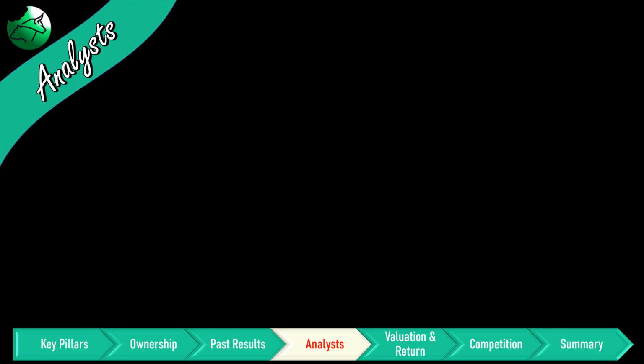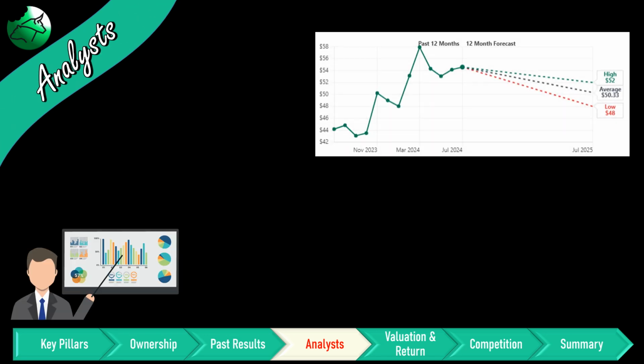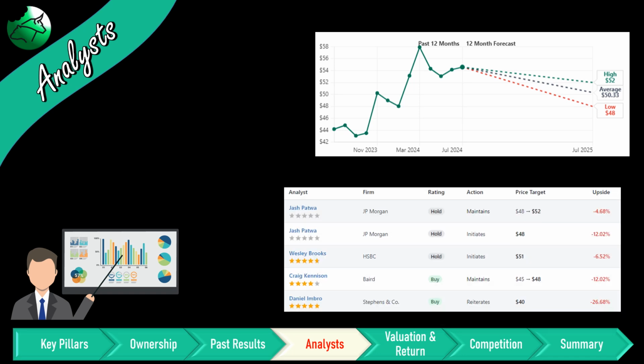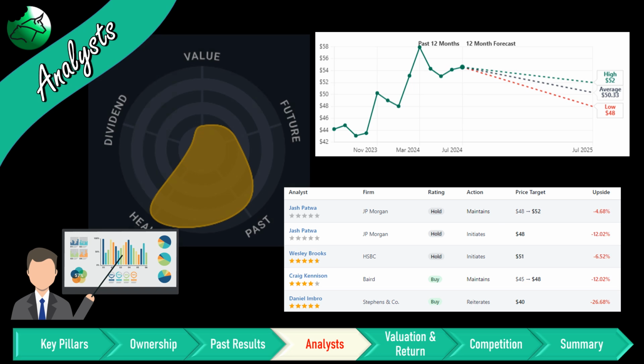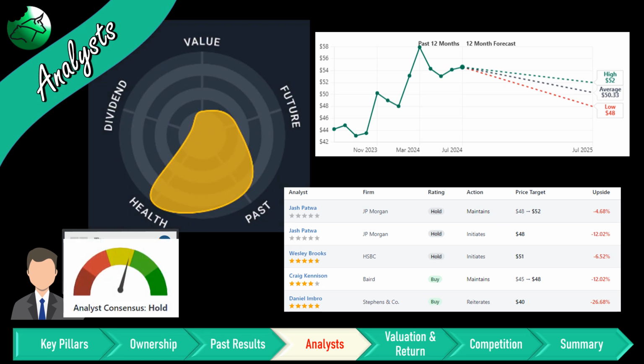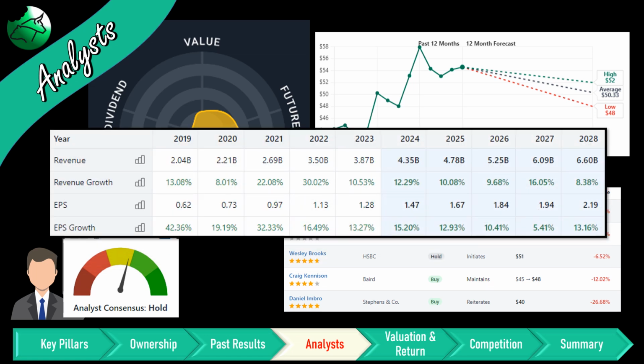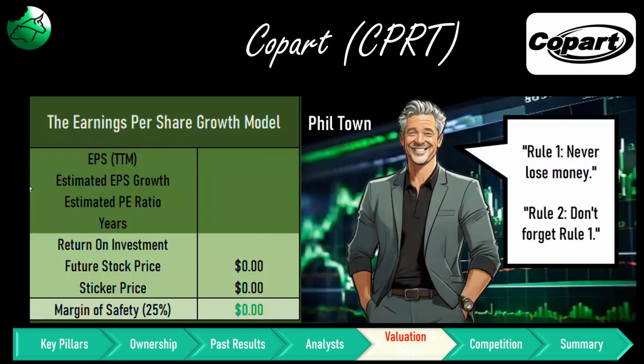On average, the analysts believe that the price target should be $51, but the analysts also believe that it won't go much higher than $52. Analyst reports suggest that Copart is a little undervalued at the moment, and the overall consensus is that Copart is a hold. Collectively, the analysts believe the company will grow between 4 and 15% over the next few years.